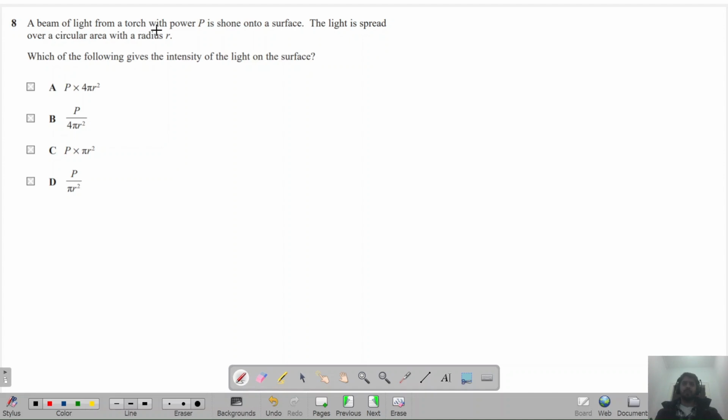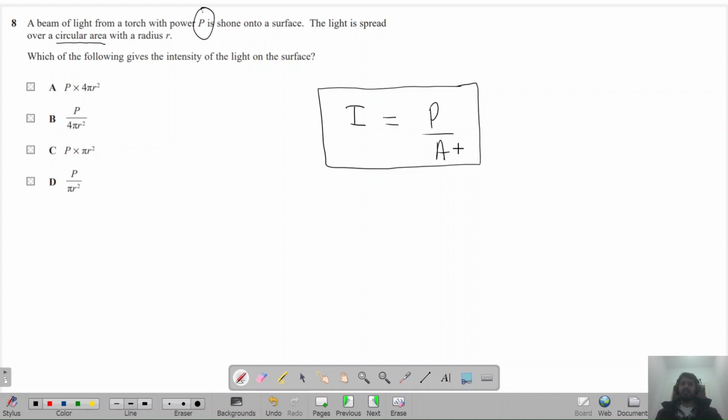A beam of light from a torch with power P is shone onto a surface. The light is spread over a circular area with radius R. Which of the following gives the intensity of light on the surface? I just showed you that intensity is defined as power per unit area, right? So this is one of the concepts in the syllabus that you should be able to use. And it's very simple. Power is just P. Area, because it's a circular area, will be the area of a circle, which is pi r squared. So the correct option is D.